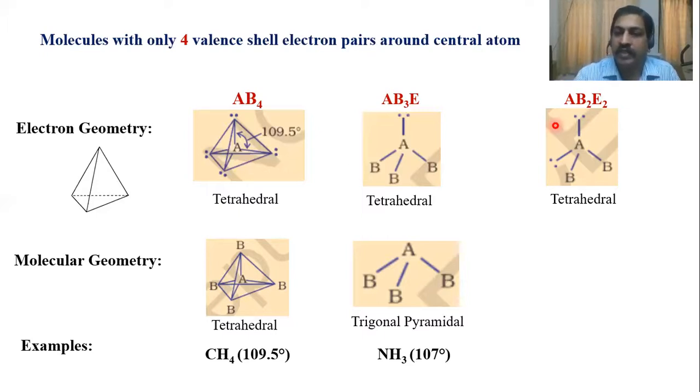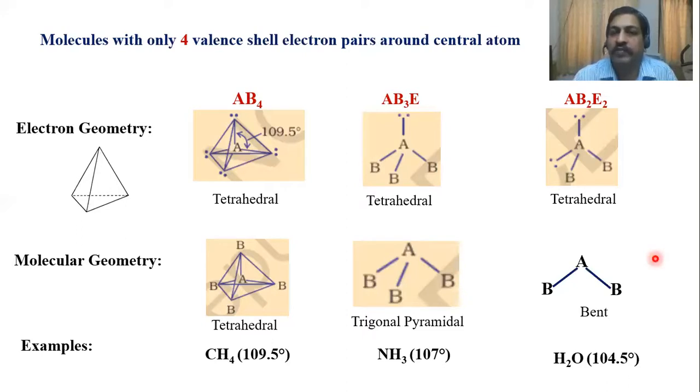So as we can see, the molecular geometry is bent. It has a bent shape. Okay. So water is an AB2E2 type of molecule. In the exam we may get a question like, why is the bond angle in ammonia lesser than the expected bond angle? So what is meant by expected bond angle?